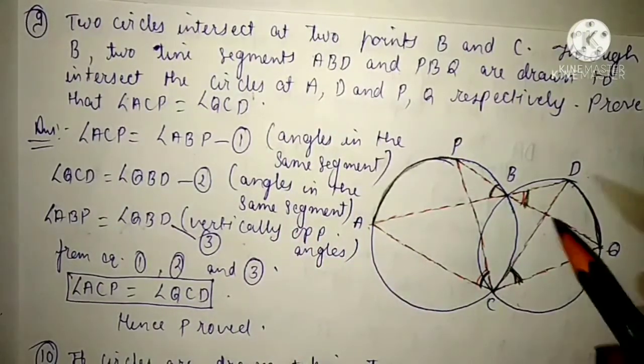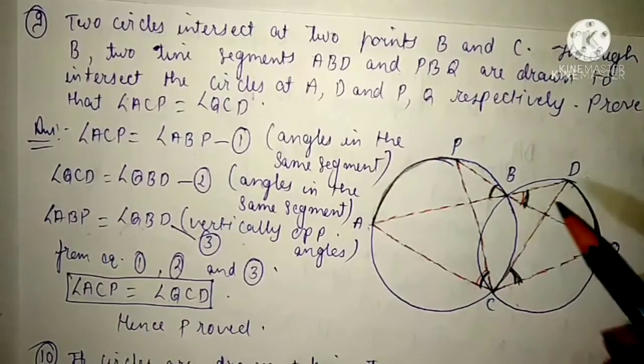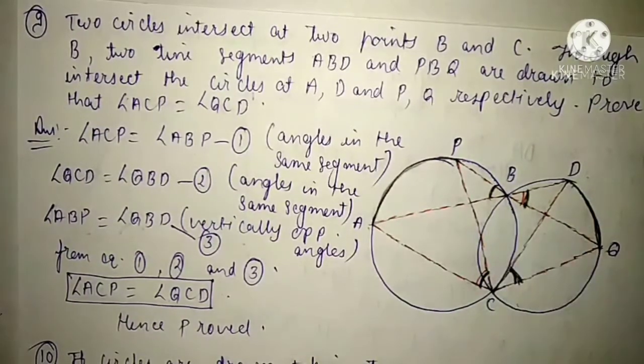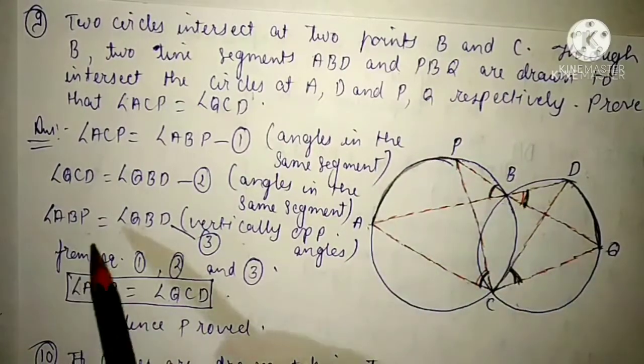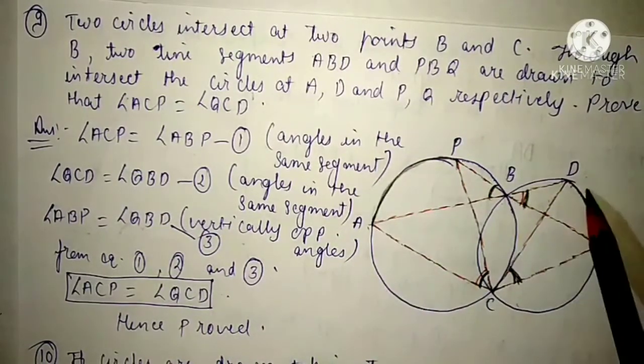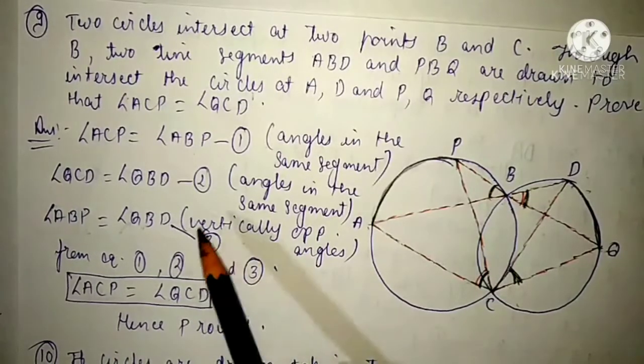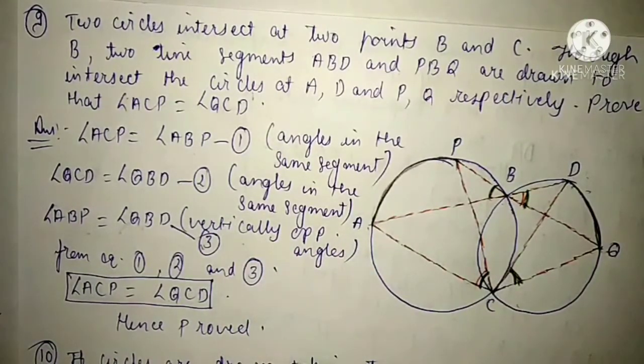Now these two angles are also equal because these are vertically opposite angles. So we can write angle ABP is equal to angle QBD. Name this as equation number 3. Reason will be vertically opposite angles.